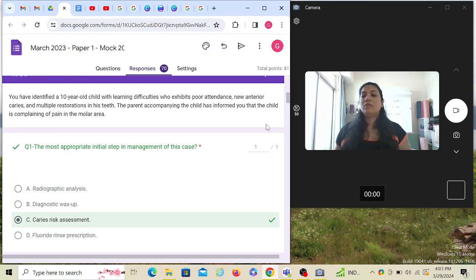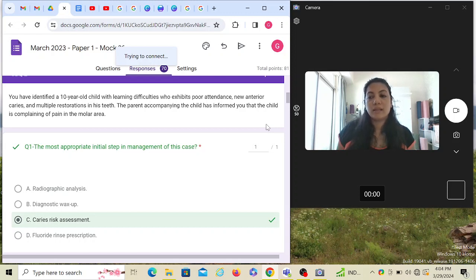Okay. So let's start with the first question for today. You have identified a 10-year-old child with learning difficulties who exhibits poor attendance. So there is learning difficulties, basically a little bit of delayed milestones, and there is poor attendance, meaning he's not a regular attendee to the dental office, which means if you have some long form of treatment, don't expect the child to come and finish that off. So you have to choose certain treatments which are one shot and still help the child in managing the caries problem as well as the pain problem.